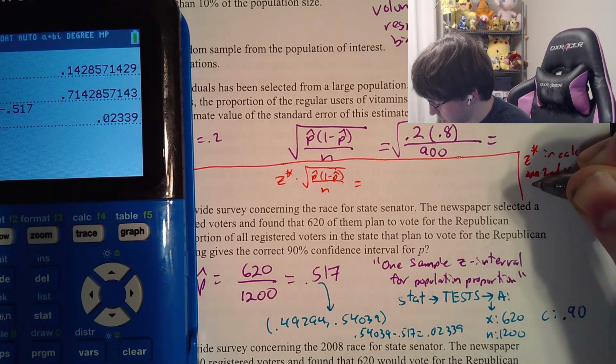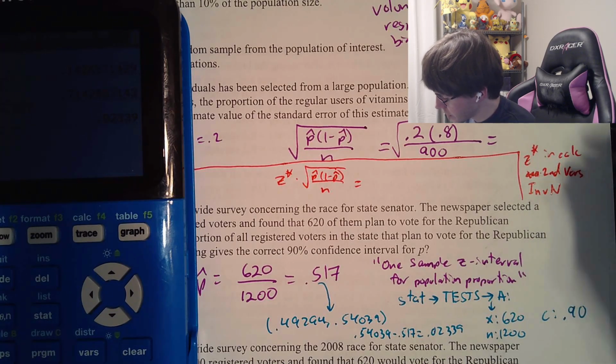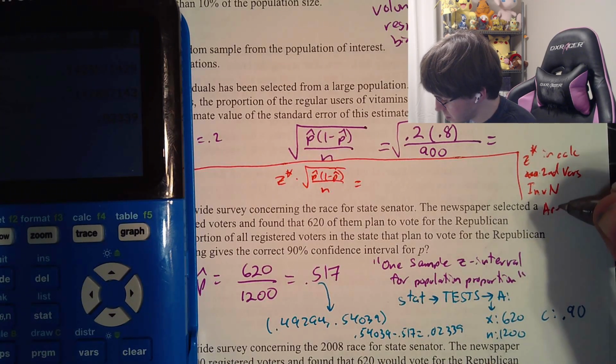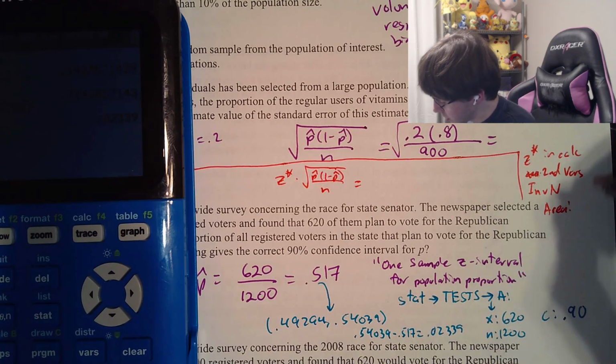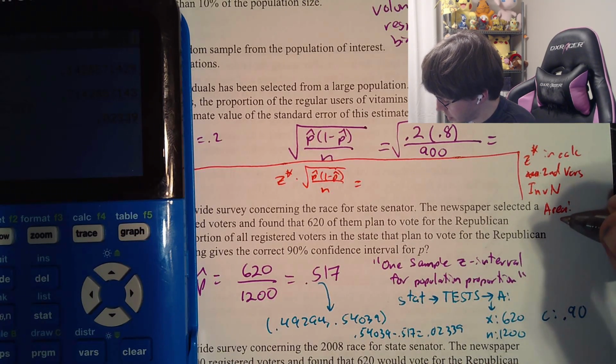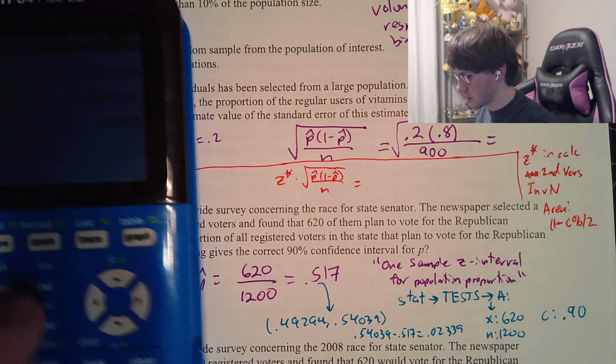And after you hit second vars, you're going to be hitting the inverse norm. And after you hit the inverse norm, you're going to have to answer a question about area and confidence. So our area is the only thing I really care about here, because I think you can figure out the rest. And that's going to be 1 minus that confidence percent divided by 2. So let's go see that really quick.